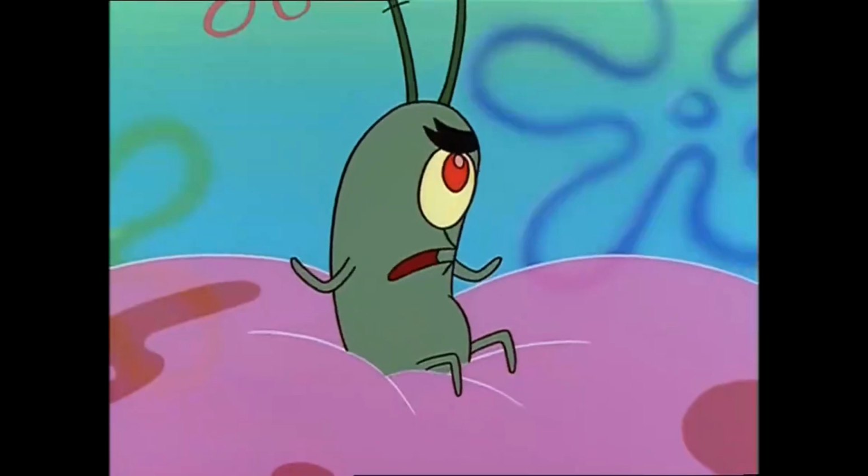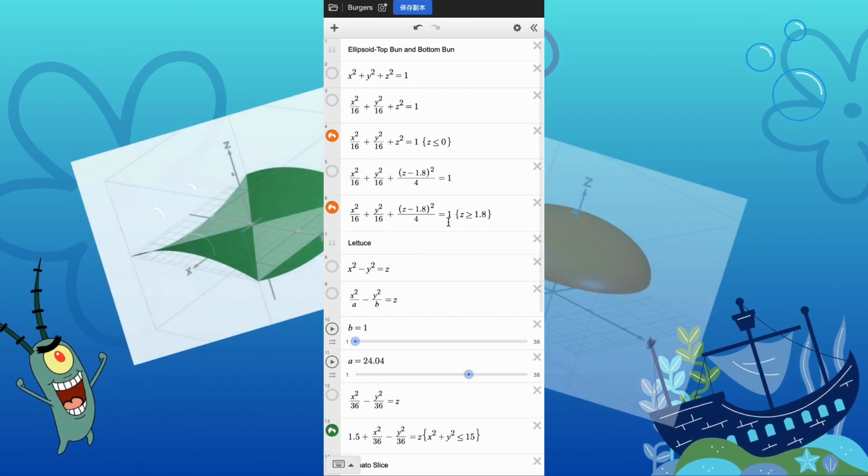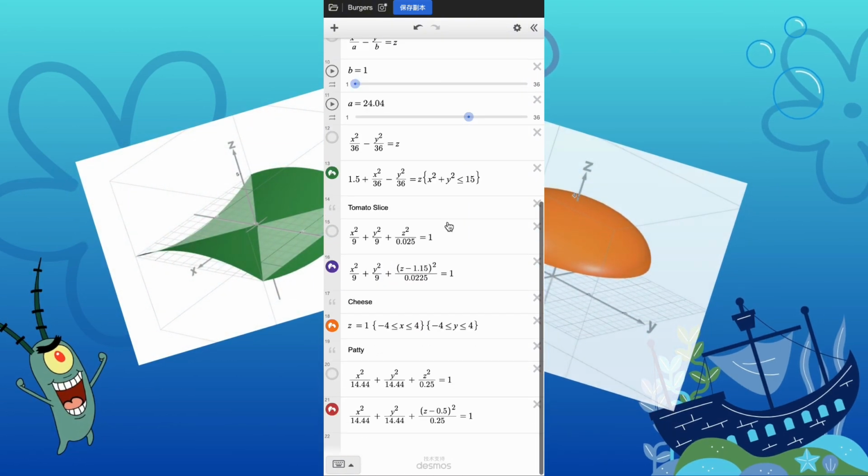So I guess now you know the secret formula. It's not ketchup or pickles, it's calculus. From the curve of the bun to the ripple of the lettuce, calculus does every part of the job.